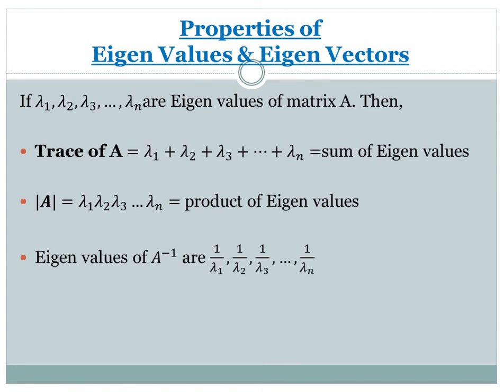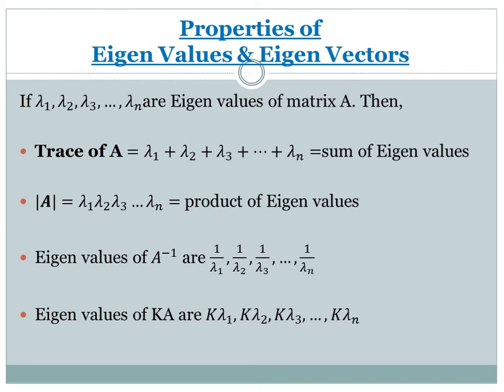The third property: eigenvalues of A inverse are 1 upon lambda 1, 1 upon lambda 2, 1 upon lambda 3 up to 1 upon lambda n. The next property: eigenvalues of kA are k into lambda 1, k into lambda 2, k into lambda 3 up to k into lambda n. That means if we multiply the given matrix A by any scalar k, then we have to multiply that scalar k to each eigenvalue.